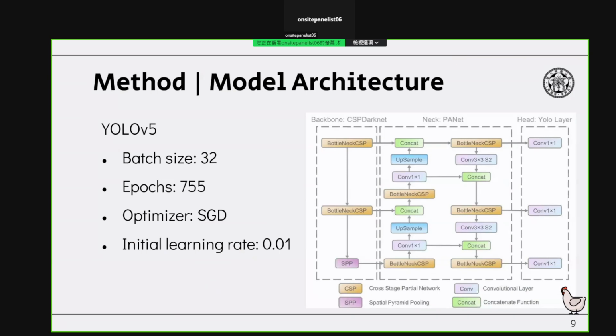I used a YOLOv5 model to detect the chicken. On the left side is the model architecture, and on the right side are my training details.